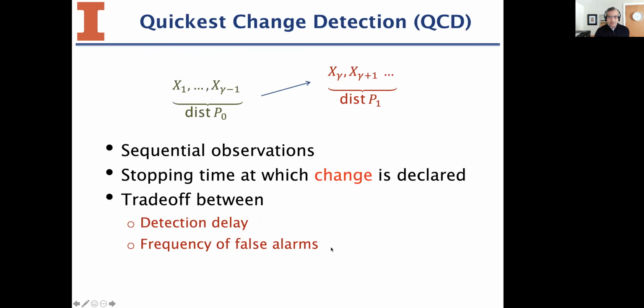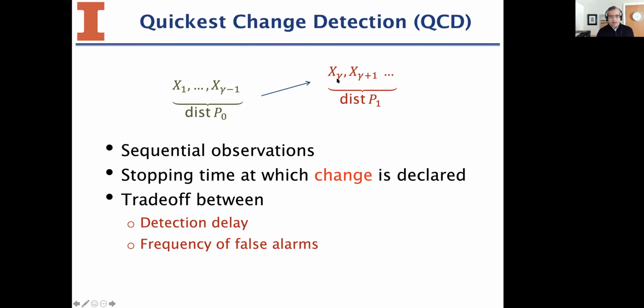So what's the quickest change detection problem? You have a sequence of observations, x1, x2, and so on. The distribution of these observations changes at some point, gamma, that's unknown to us. Before the change, the distribution is some p0, and after the change, it is p1. The change happens at an abrupt point, gamma.